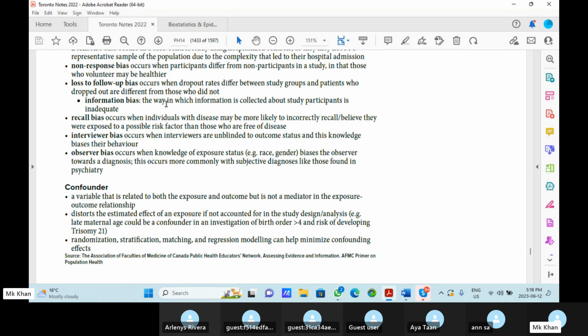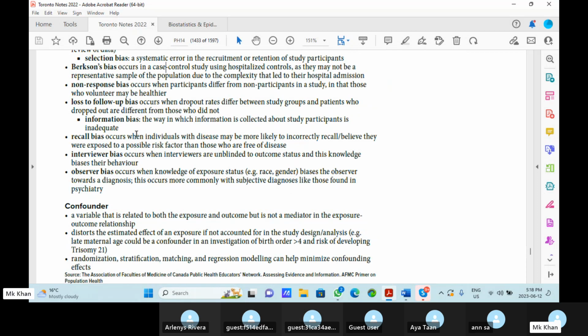So information bias: the way in which information is collected about study participants is inadequate. And then there is recall bias, where the individual with disease may be more likely to incorrectly recall or believe they were exposed.